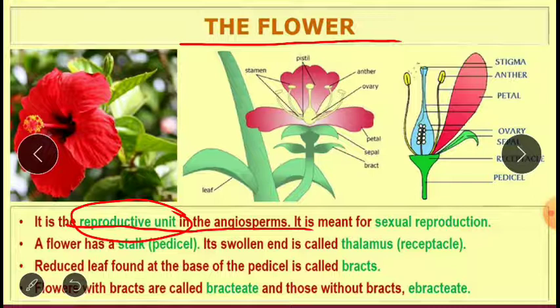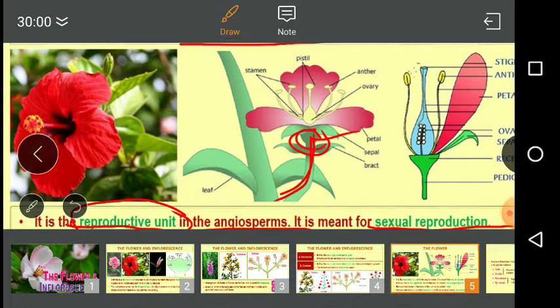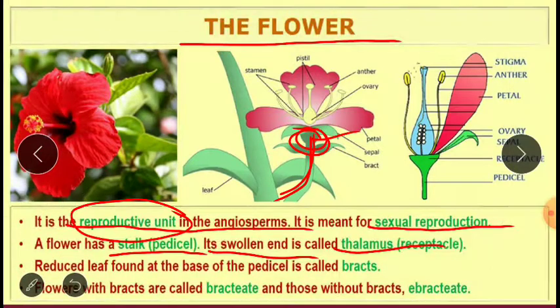And its main function is that it is meant for sexual reproduction. This flower has a stalk to which it is attached. The swollen end of the stalk is called the thalamus. On this thalamus, all the other floral parts grow. So it has a stalk, and at the end of the stalk a swollen part is present, which is called the thalamus.